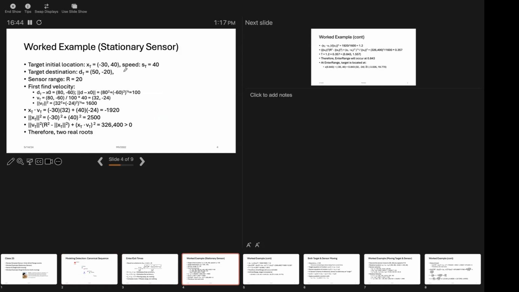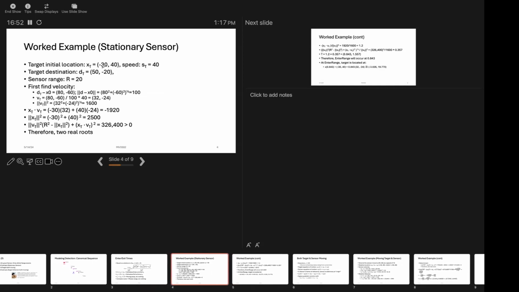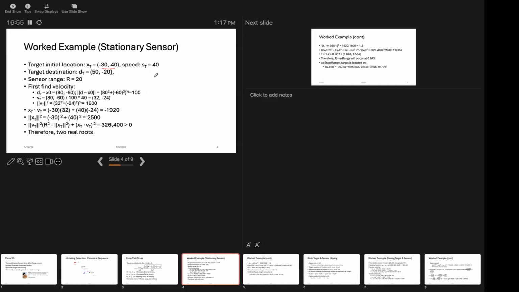Okay, so we have a target. We have a stationary sensor at the origin. Our target is going to be at minus 30, 40 with a speed of 40. Its destination is going to be 50, minus 20. Roughly, what's that going to look like? Our sensor is at the origin, and the target at minus 30, 40 is going to be maybe up here. Our destination, 50, minus 20, is going to be maybe right here.